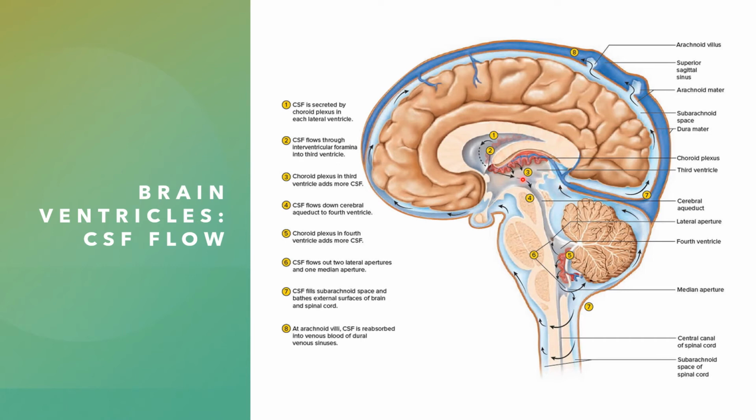Then this CSF travels through the cerebral aqueduct into the 4th ventricle, where it flows out of the 2 lateral apertures and the median aperture to fill the subarachnoid space. And then these arachnoid villi, also called arachnoid granulations, reabsorb the CSF into the dural sinuses.